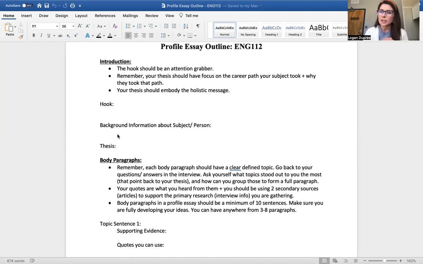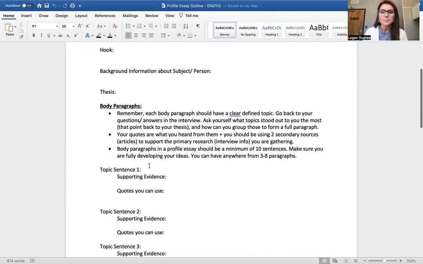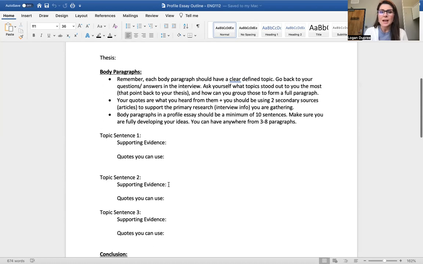So again, for your introduction, you should have three things: the hook, a few sentences of background information about that subject, and your thesis statement. And so really and truly, it's broken up into parts, but you will have composed your entire introduction up at that point. Then body paragraphs.